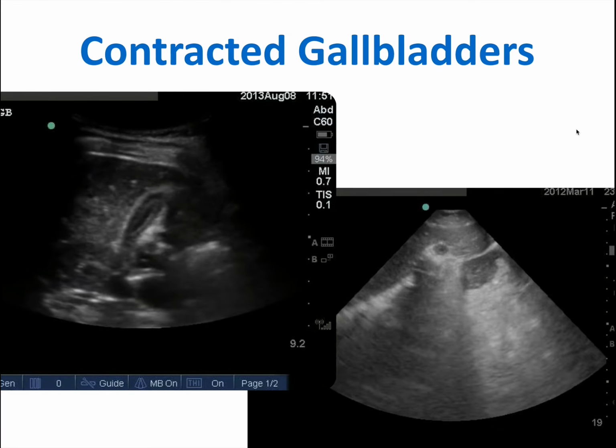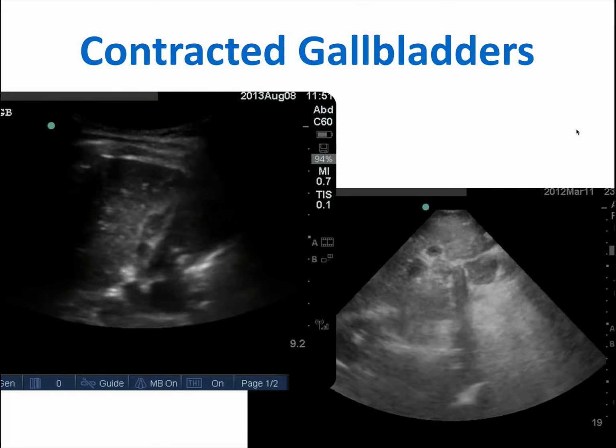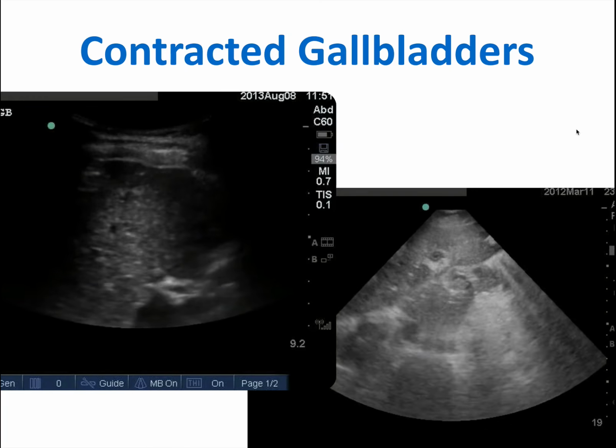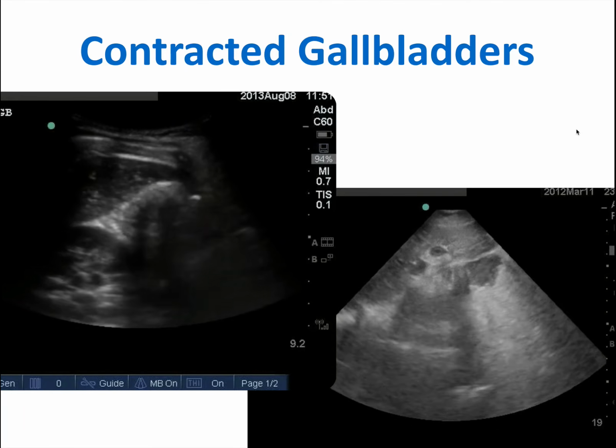And it tells me they're functioning normally, that they eject the contents of the bile into the intestine there to emulsify the fats. They're working.